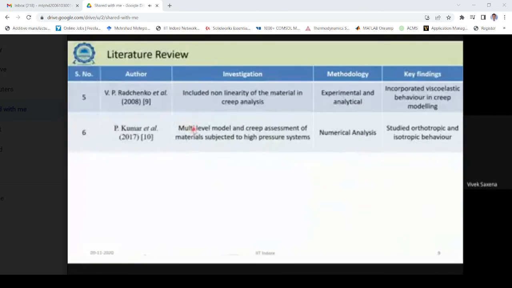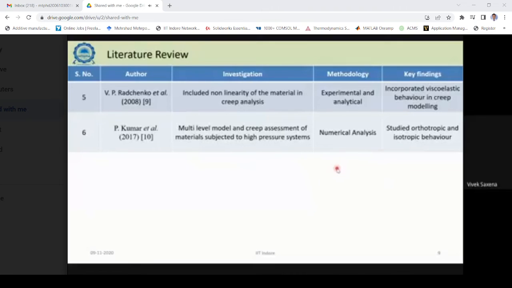Now, still today there are various investigations going on with the use of today's computational power, like one of the investigations done by P. Kumar and others in 2017, where they did a multi-level modeling of creep in those cases where the system is subjected to higher pressure applications, and the whole study was based on the finite element method. They studied the orthotropic as well as the isotropic behavior of materials that are formed to make composite materials.